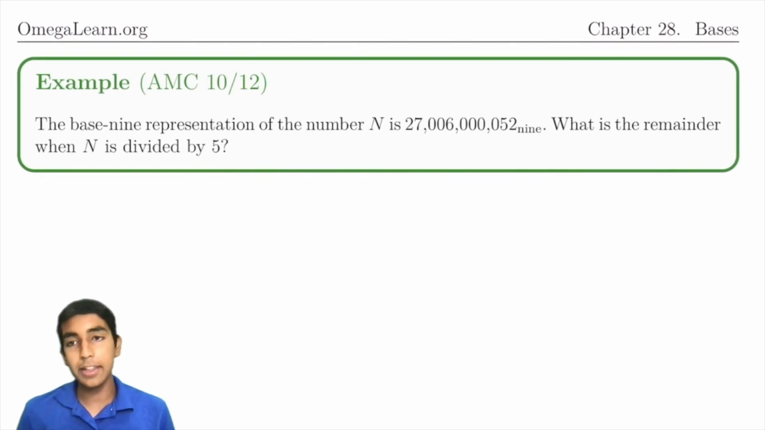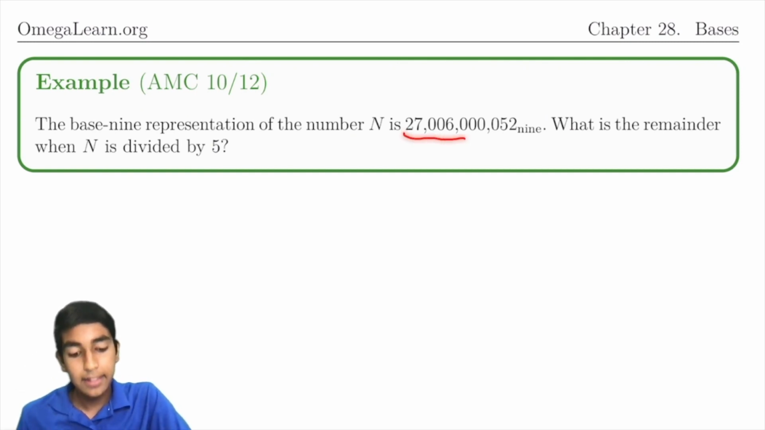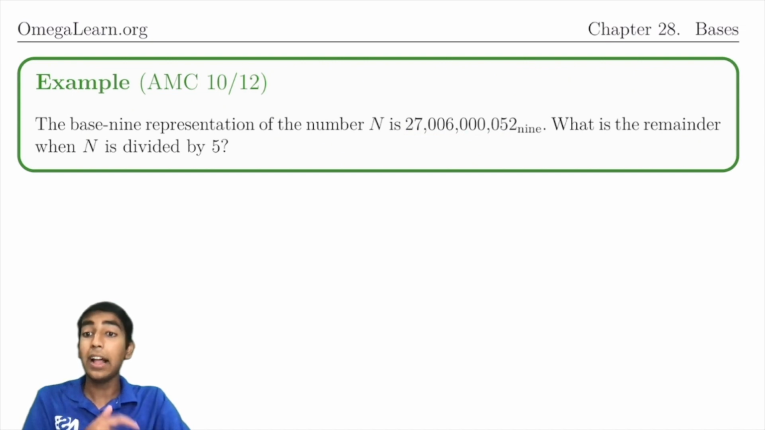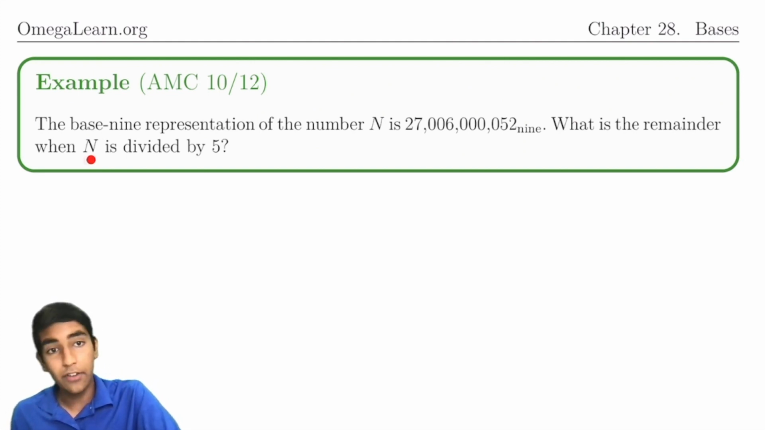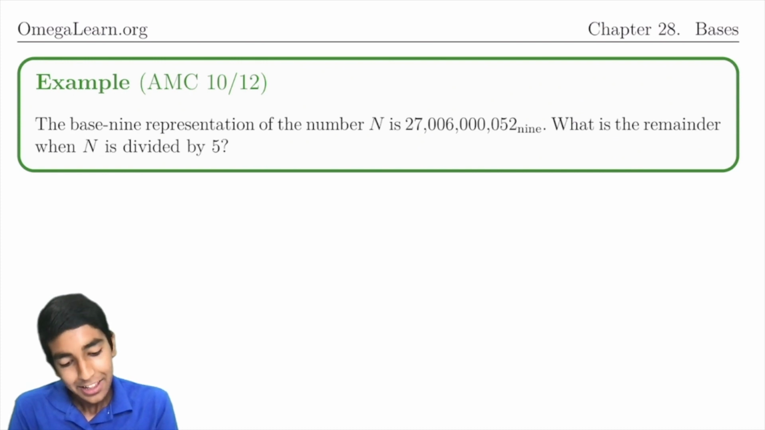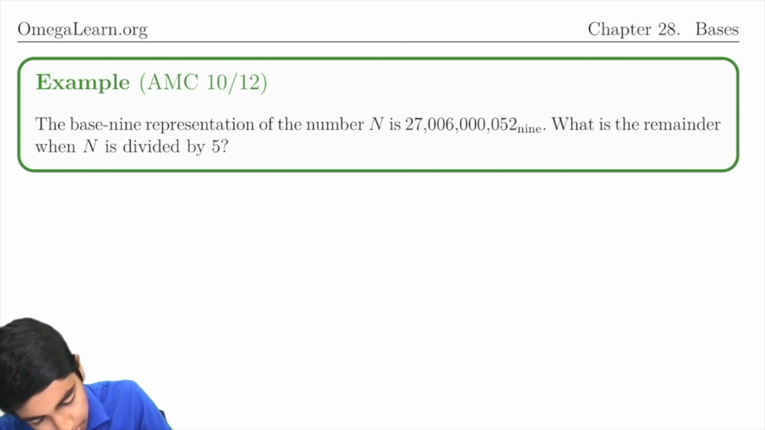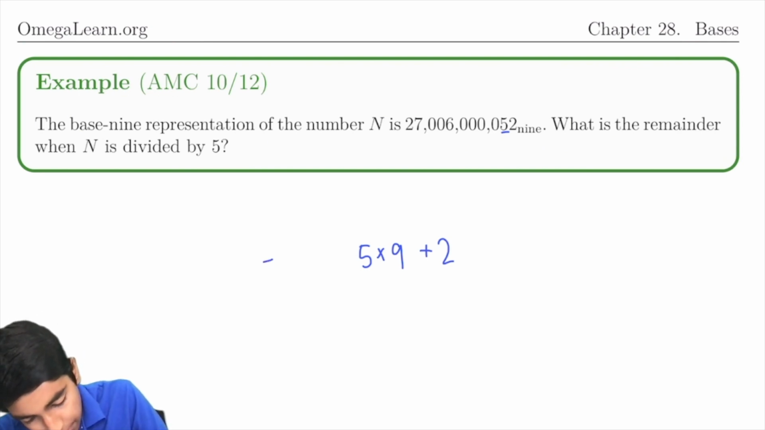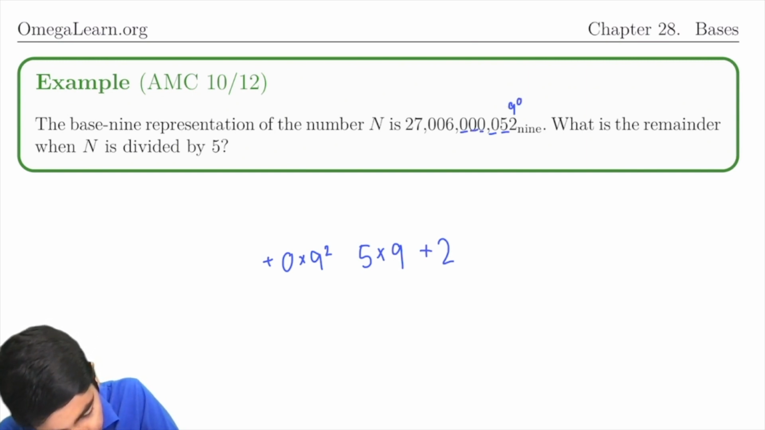The base 9 representation of the number n is 27006000052, and that's in base 9. They wrote 9 here so you don't get confused as a digit. What's the remainder when n is divided by 5? So let's write this like we would in base 9. We've got 2 here, but then we've got 5 times 9, right? That's this digit, plus 0 times 9 squared, plus 0 times 9 cubed, plus a bunch of zeros we don't care about.